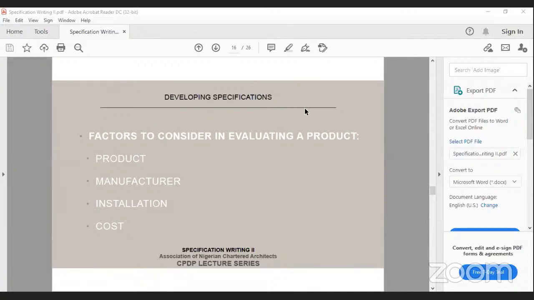Okay, thank you. So we were talking about factors to consider when we're evaluating products. We started first with understanding the product itself. Then we went on to researching the manufacturer, and we mentioned that the manufacturer must be reputable because you are managing somebody else's funds. You want to determine what technical services the manufacturer provides and whether these services are even available locally.